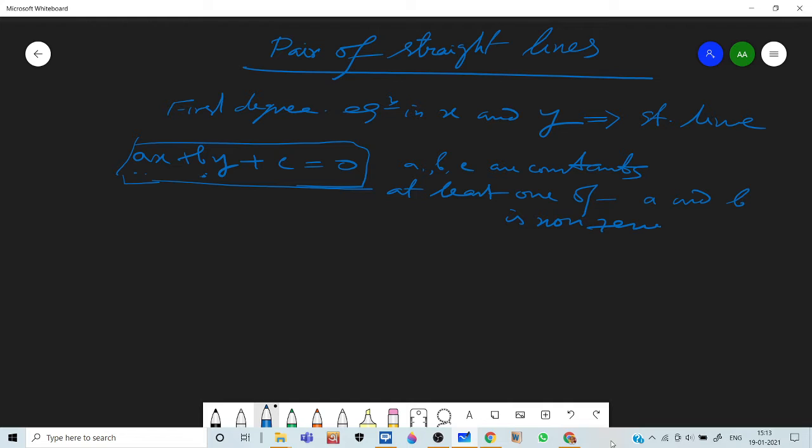a, b, c are constants. Now consider two linear equations. This is a linear equation because here the power of x is 1 and the power of y is 1. So the power of the variables is 1, and this equation is called a linear equation. Now consider two linear equations.